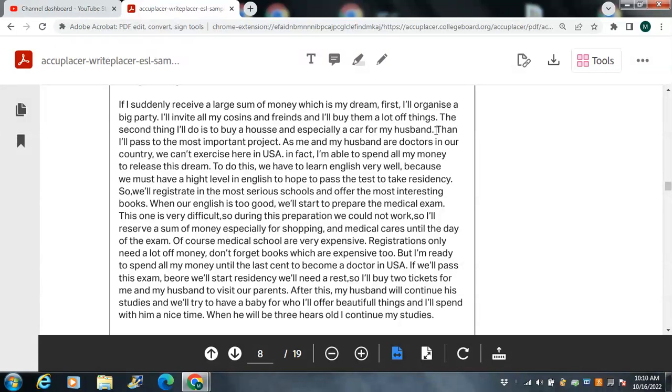So again, I'm going to keep using that automotive metaphor, or think about it as a train and the route of the train changes, and that can be, again, upsetting is maybe too strong of a word, but it confuses the reader. Let's move on to the next sentence. "Then I'll pass to the most important project."